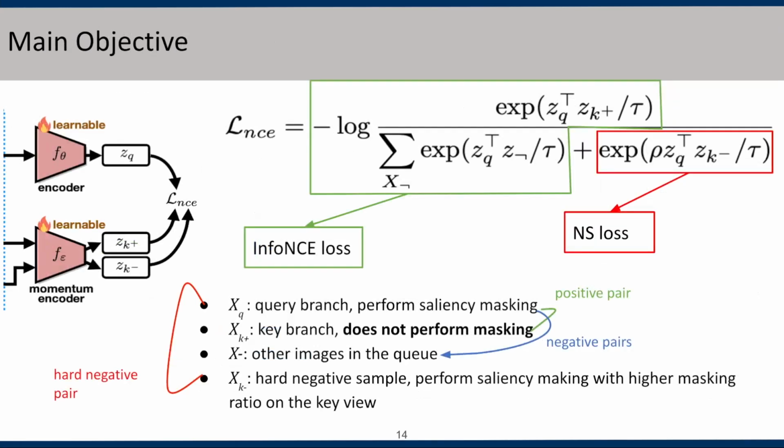Our main objective is derived from the InfoNCE loss. We introduce an extra hard negative sample from the key view, intending to create a distinct separation from the query view. To achieve this, we incorporate the NS loss in the denominator of the InfoNCE loss.